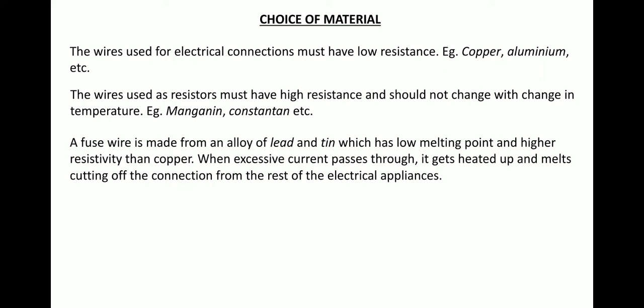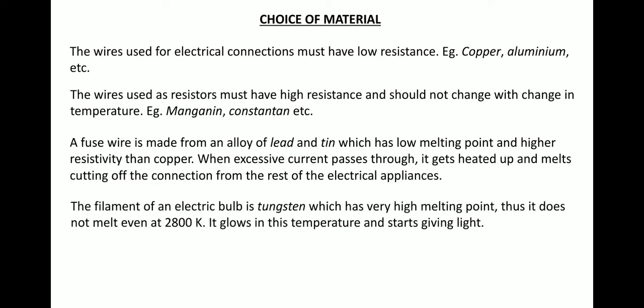Fuse wires, which are made up of an alloy of lead and tin, have a very low melting point and higher resistivity than copper. So when excessive current passes through, it gets heated up and melts, cutting off the connection from the rest of the electrical appliances. So the fuse wire's specialty is that it has a very low melting point.